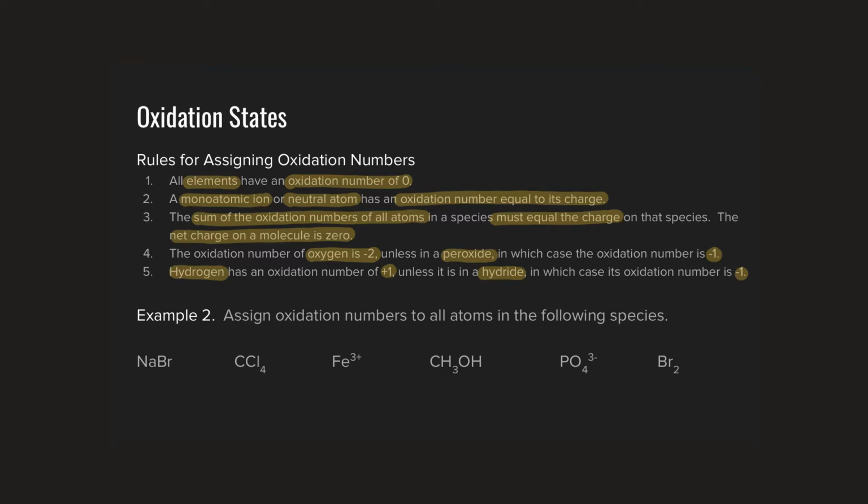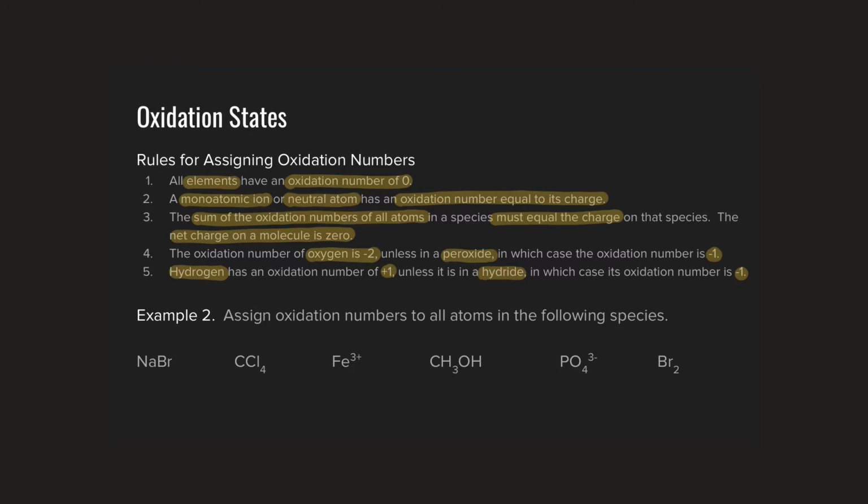We're going to assign oxidation numbers to all of the atoms in each of the following species. We'll start on the left-hand side with NaBr, that is sodium bromide. Sodium bromide is an ionic compound, and because there is no net charge on the compound, we know the sum of the oxidation states has to equal 0.